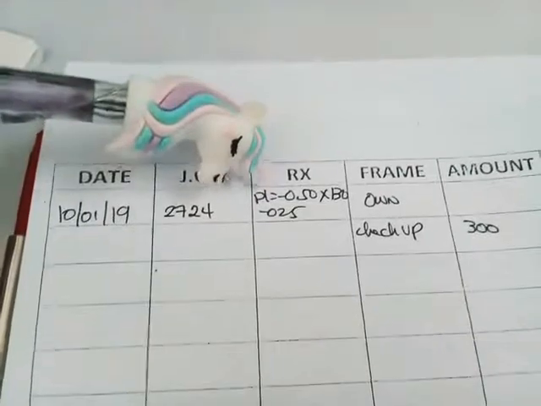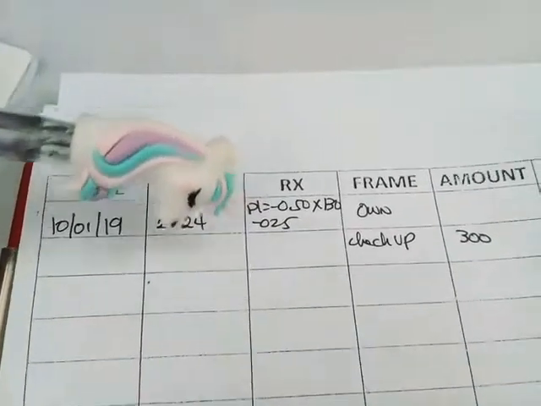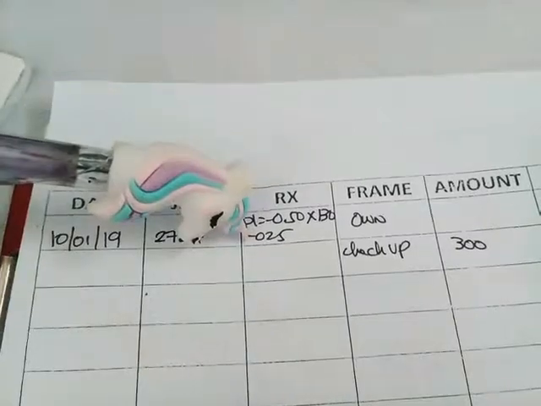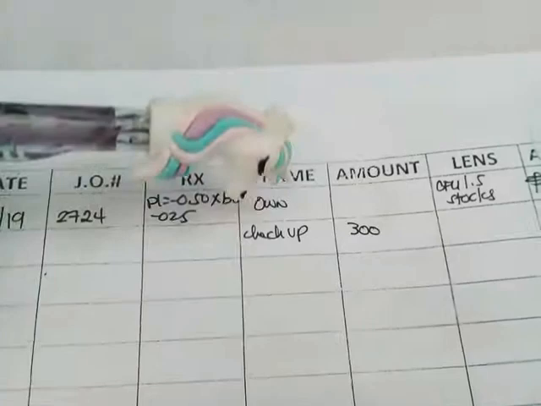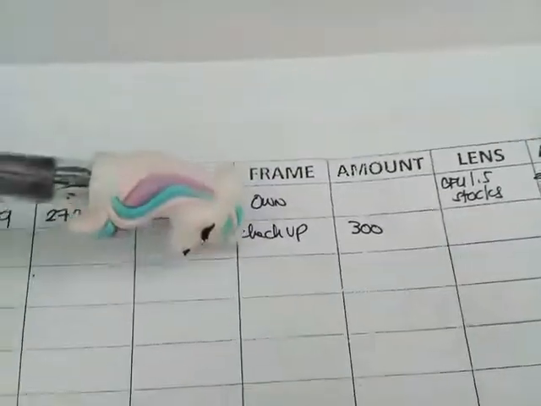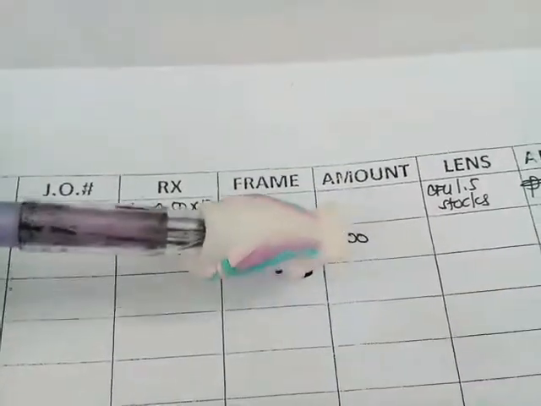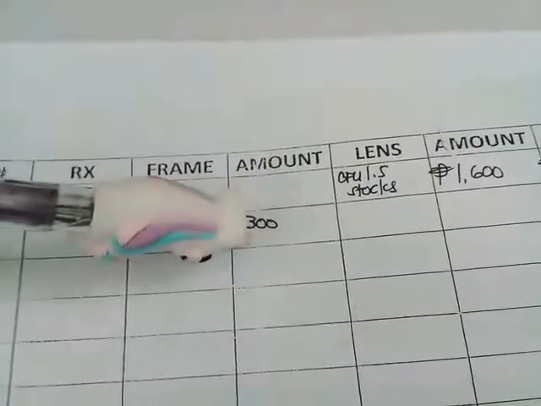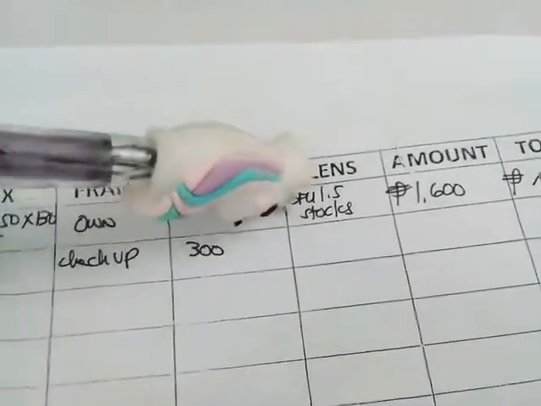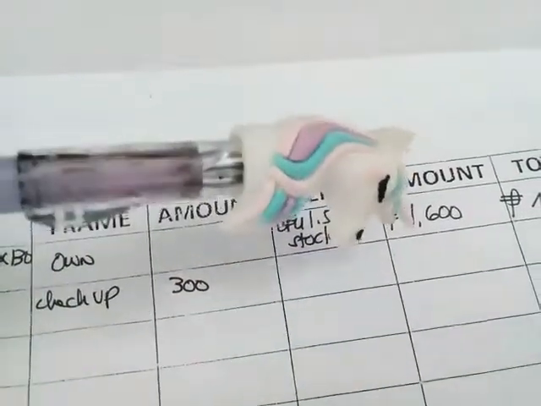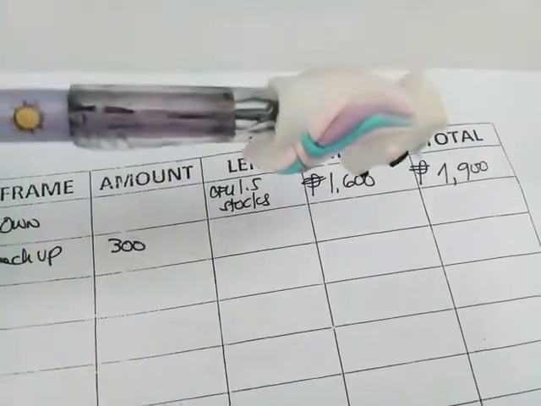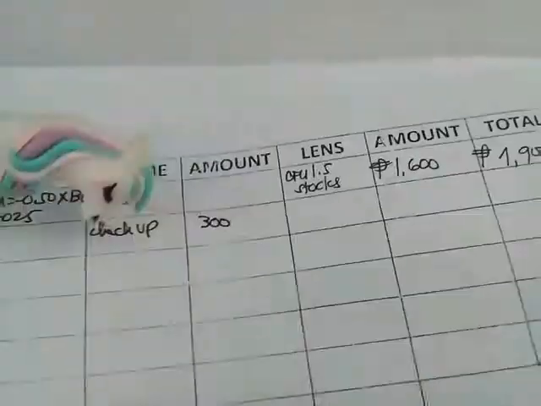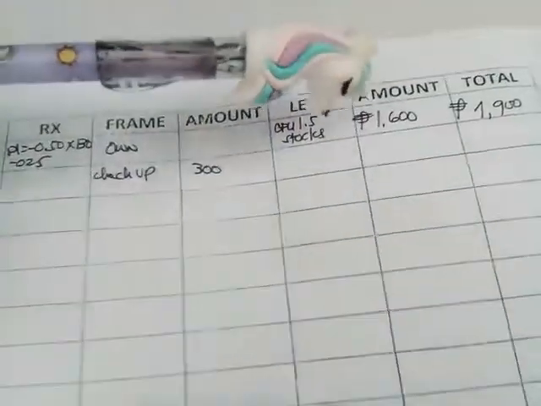And for the RX or prescription, the upper is for the right eye and the lower is for the left eye. And since she has her own frame, we put own. So there's no amount for the frame. Then for our checkup, it's 300 pesos since she had her eyes checked. Then I put the lens name here, and the amount is written here, 16. So the total amount she paid is 1,900. So we add up the frame side and then the lens side.